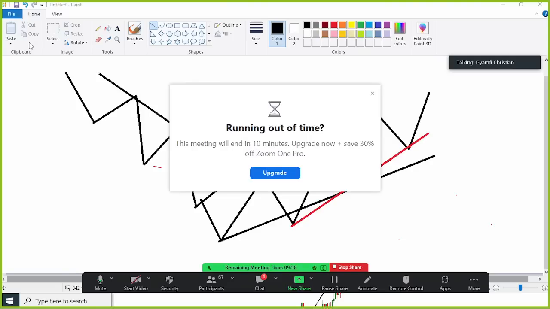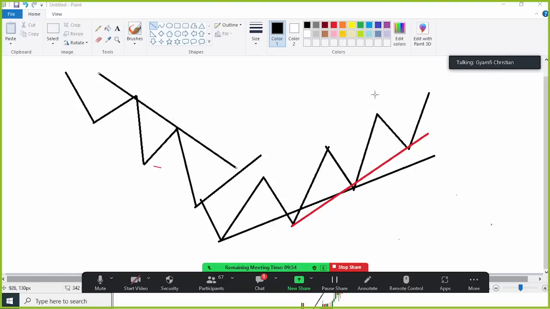Okay, so let me take the dynamic resistance again. It is an area or areas where markets can pull back into without needing to be at a horizontal support or resistance level.